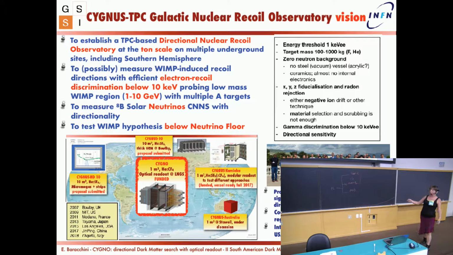And what I will be showing you is CYGNO, which is one of the first modules that will be built in this collaboration. Of course, we want to achieve zero neutron background, full fiducialization in all directions, gamma discrimination, and of course, all of this with directional sensitivity.